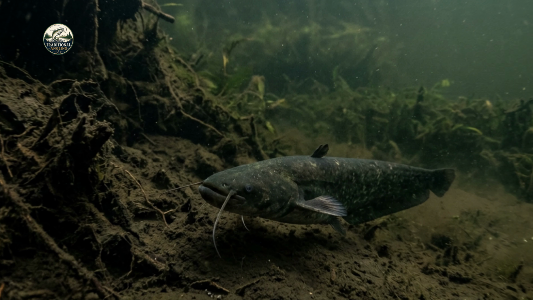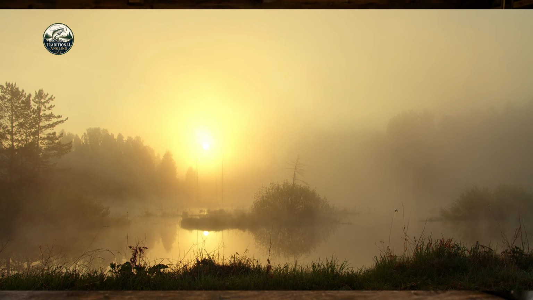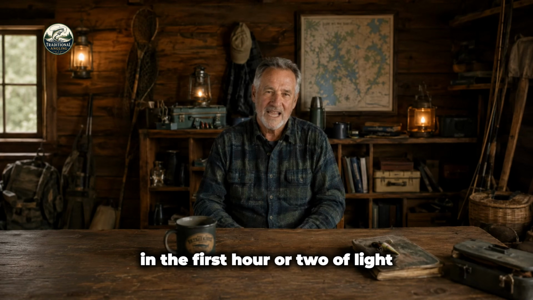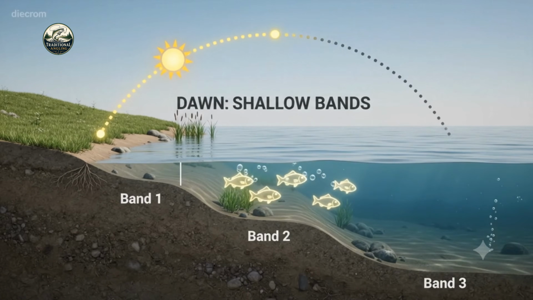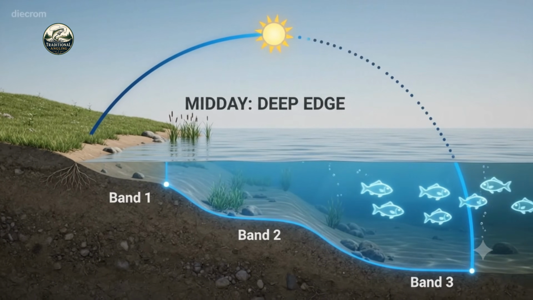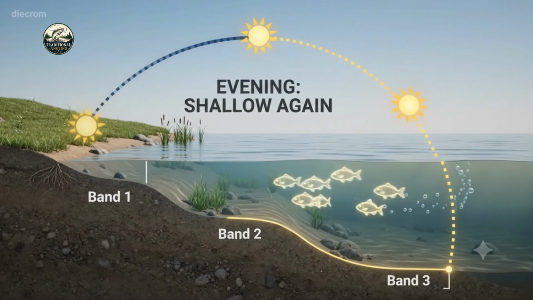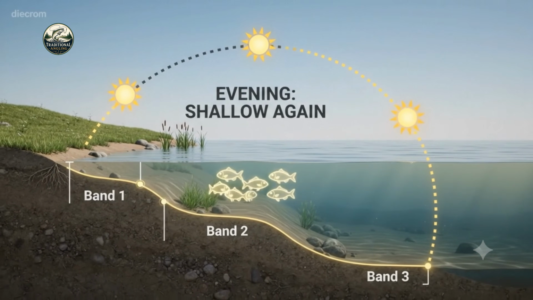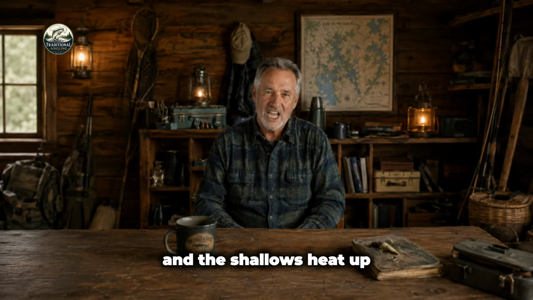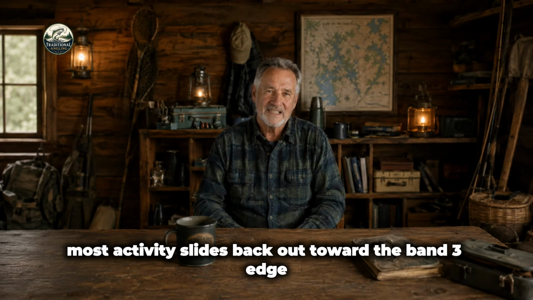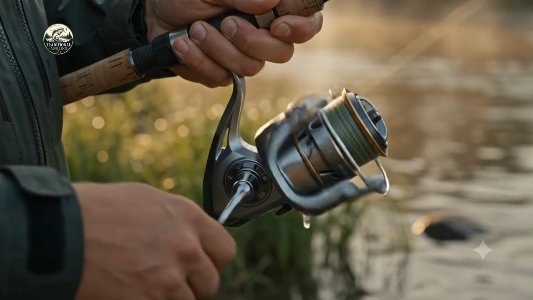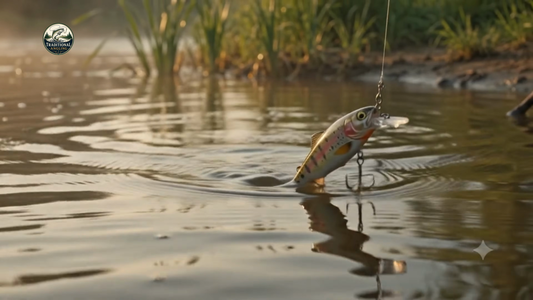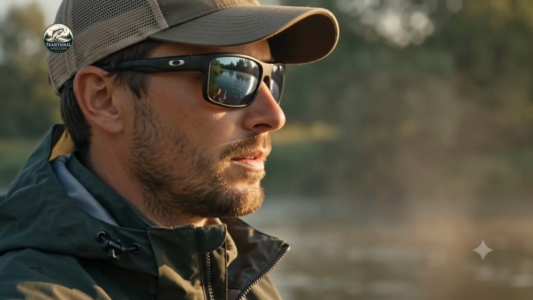Time of day shifts where along the staircase the fish actually are, on top of which species you're targeting. In the first hour or two of light, fish often push up into Band 2 and the inner edge of Band 3, following baitfish into water that's warming fastest closest to shore. By the middle of the day, especially once the sun climbs high and the shallows heat up, most activity slides back out toward the Band 3 edge or beyond, where deeper water holds steadier temperature and more overhead cover.